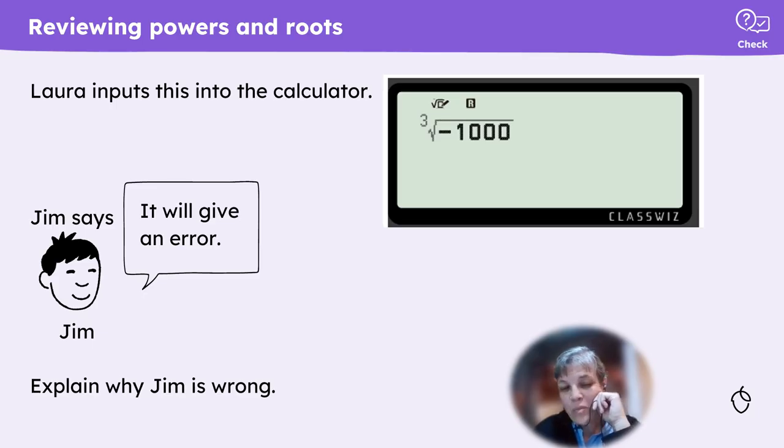Explain why Jim is wrong. Or if you think he's right, you can explain that too. What do you think? Laura puts this into her calculator. Jim says it's going to be an error, but Jim isn't right.